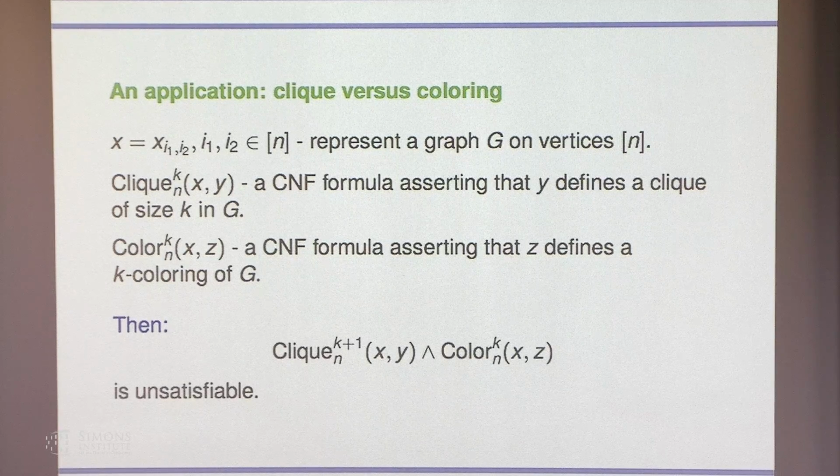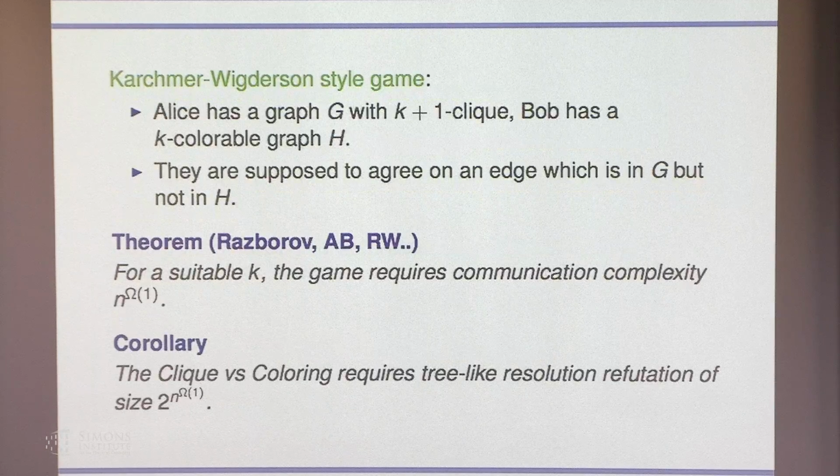Then the observation is that this CNF is unsatisfiable. Okay, so it's impossible to have a graph which has a k plus 1 clique, which is at the same time k colorable. So this is an unsatisfiable CNF. And I would like to show, again, using the same argument, that this particular CNF requires a large resolution refutation.